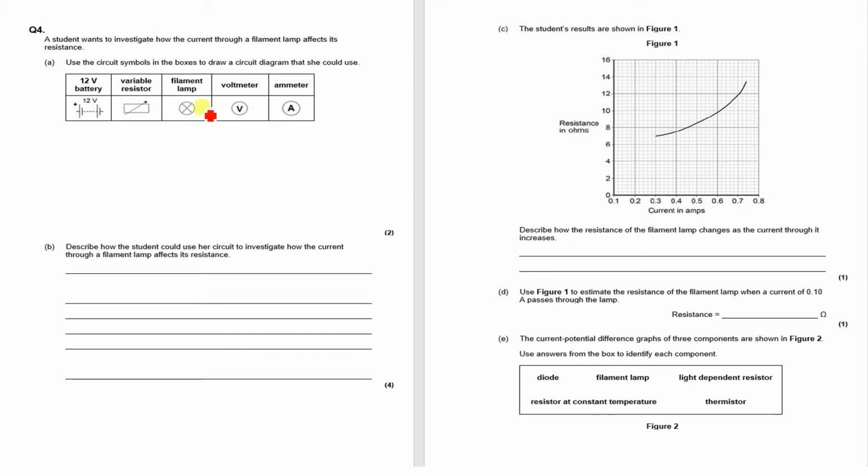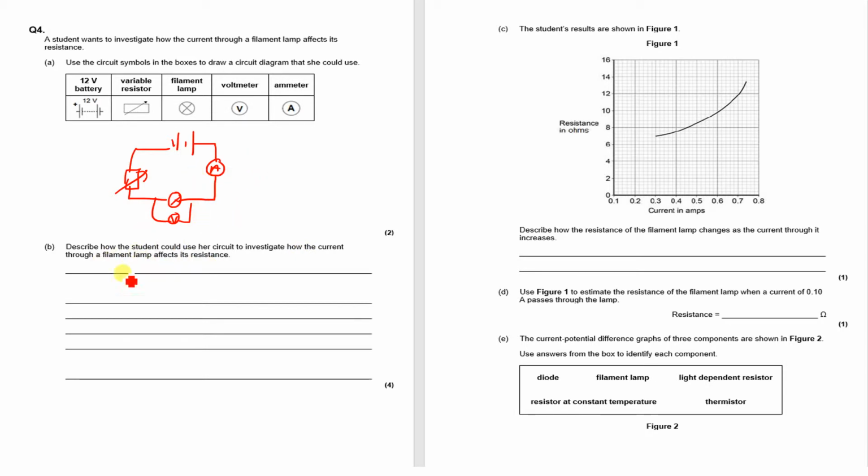Okay, a student wants to investigate how the current through a filament lamp affects its resistance. So again, we're going to have a battery. We put the ammeter here. If we just get used to drawing it like this, then it's really going to help us with our circuits. Okay, so the same thing, we put our voltmeter in parallel to the bulb, our ammeter goes in series, and our variable resistor goes in series in the circuit as well. So we've used all the equipment, voltmeter in parallel, ammeter in series, we've put the battery on, and our variable resistor. Describe how the student could use her investigator to investigate how current through a filament lamp affects its resistance.